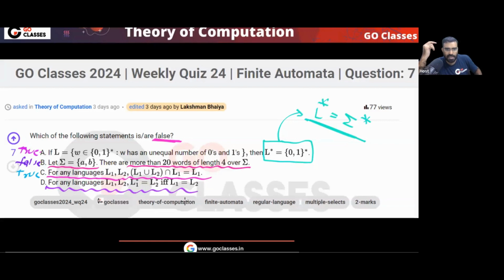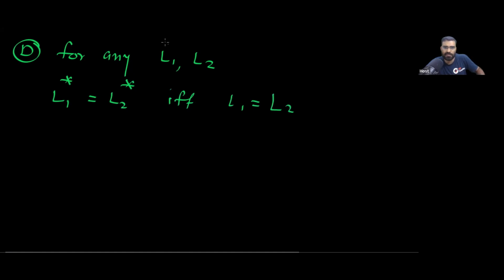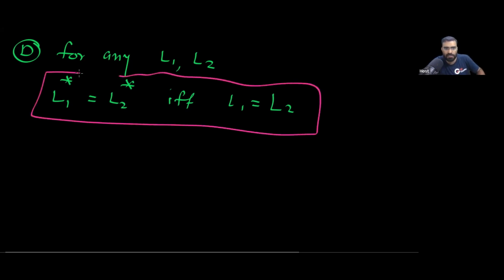For any language L1, L2, can I say this statement is true? Option D is saying that for any language L1, L2, L1 star is equal to L2 star if and only if they are the same. Is this statement correct? This statement is false. Can anyone give me a counter example? You can very easily give a counter example.